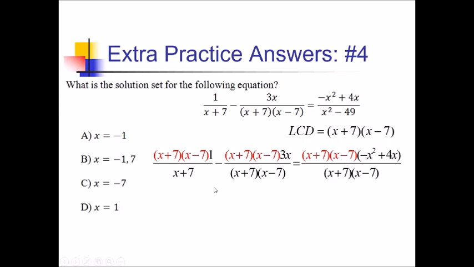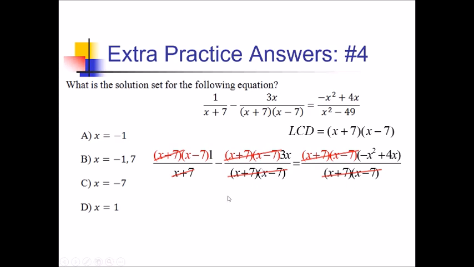Okay, going through and canceling out what I can. The x plus 7's cancel in that first fraction. In the second fraction, it's actually both things, x plus 7 and x minus 7. Hey, the less the merrier. And then in the last fraction, again, we're canceling both of those.